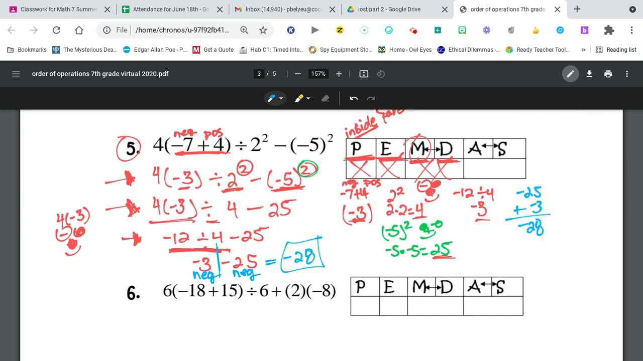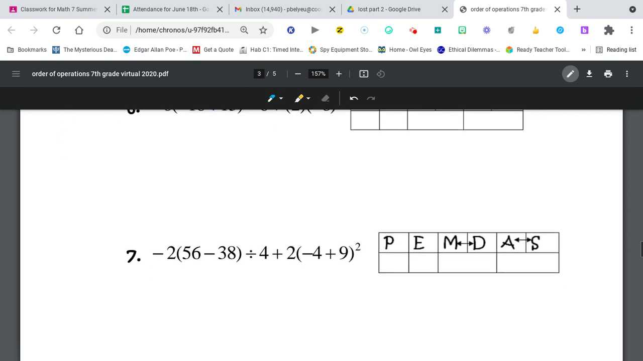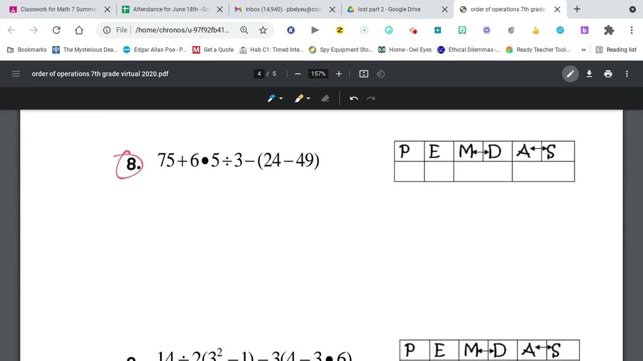And that's all you do. Okay, let's look at something like number 8. Again, I'm not doing all of these, okay? So looking at something like number 8, check to see if there's anything inside the parentheses to do. Okay? Well, I see something inside of these parentheses.